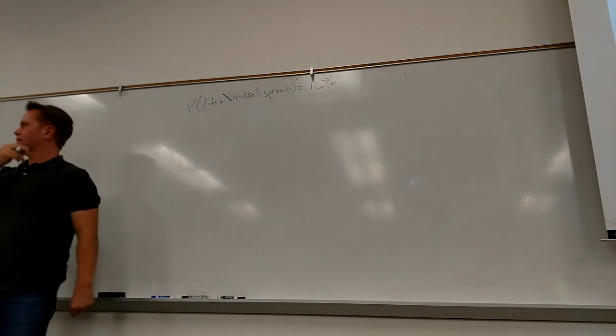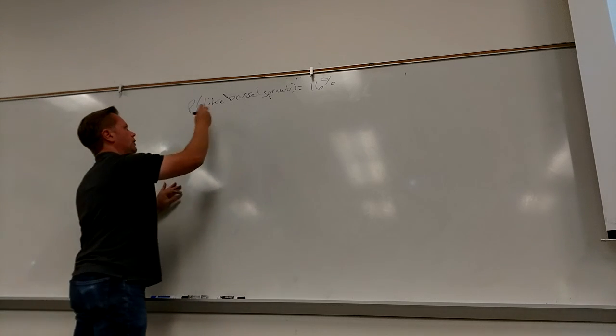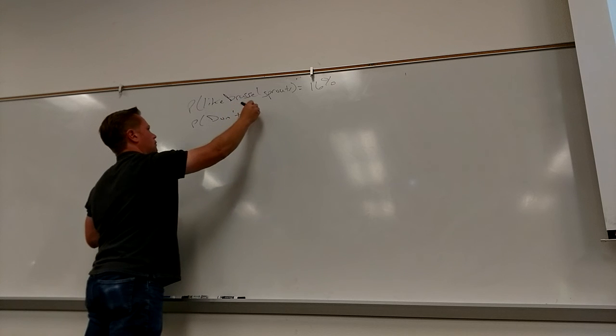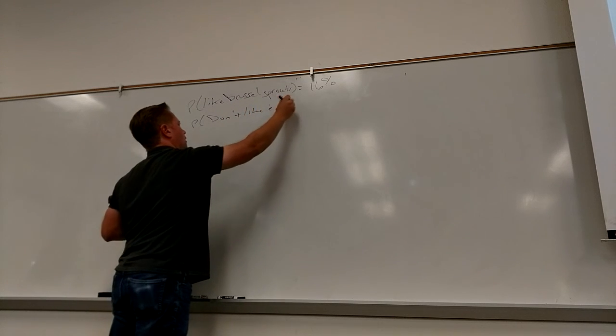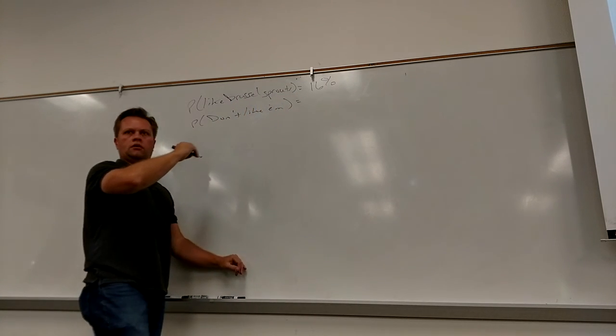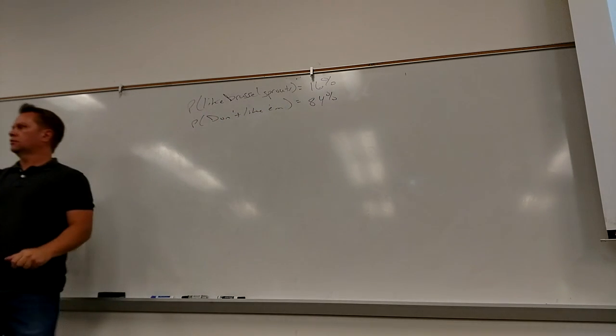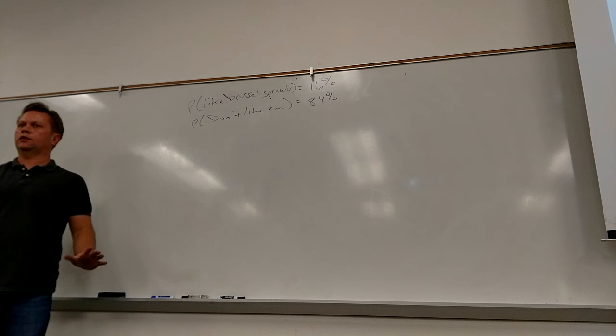So the probability that they don't like Brussels sprouts is 84%. Because of course these 2 have to add up to be 100%, or 1 as a decimal.